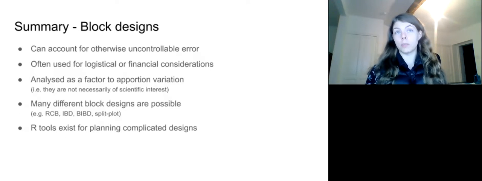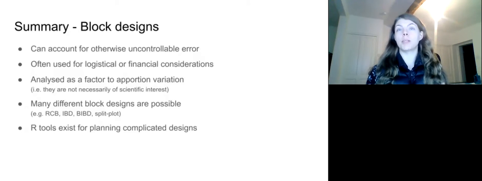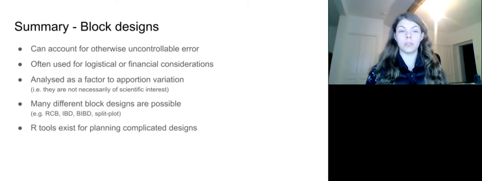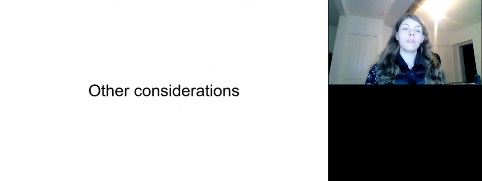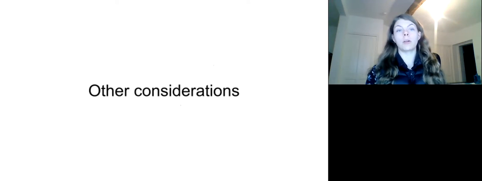Many different block designs are possible, and here we've covered just a few, which include randomized complete block, incomplete block, and balanced designs. And we also learned a little bit about split plot designs used in the ecological literature. Furthermore, there are tools that exist for planning and analyzing some of these more complicated block designs that we need to construct. Finally, now let's look at a few other considerations that have to do with factorial and blocking designs.